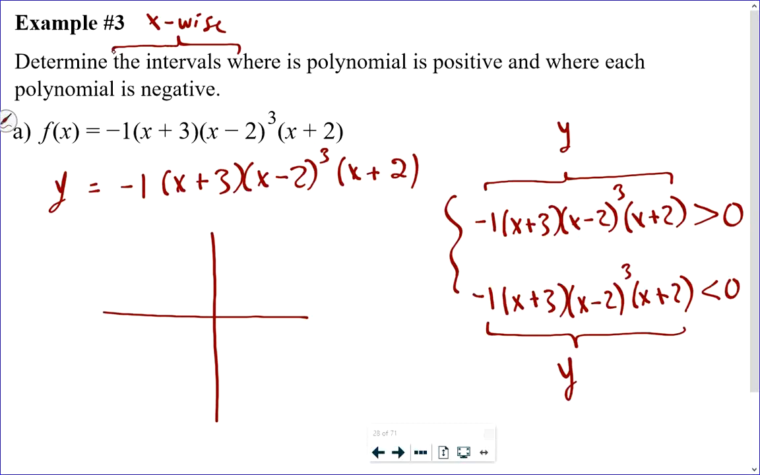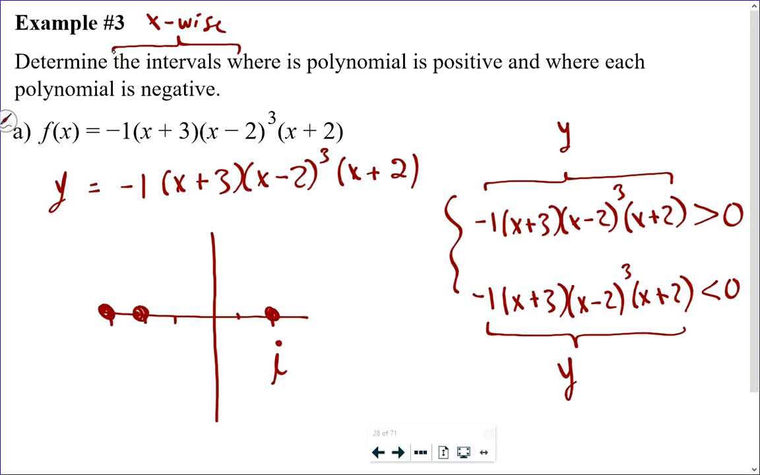For example, this graph will have an x-intercept of negative 3. It will have an x-intercept of negative 2. And it will have an x-intercept of positive 2. And the x-intercept at negative 2 will be an inflection point, because the x-intercept at positive 2 will be an inflection point. So this will be an inflection point here, and the other two will be clean.